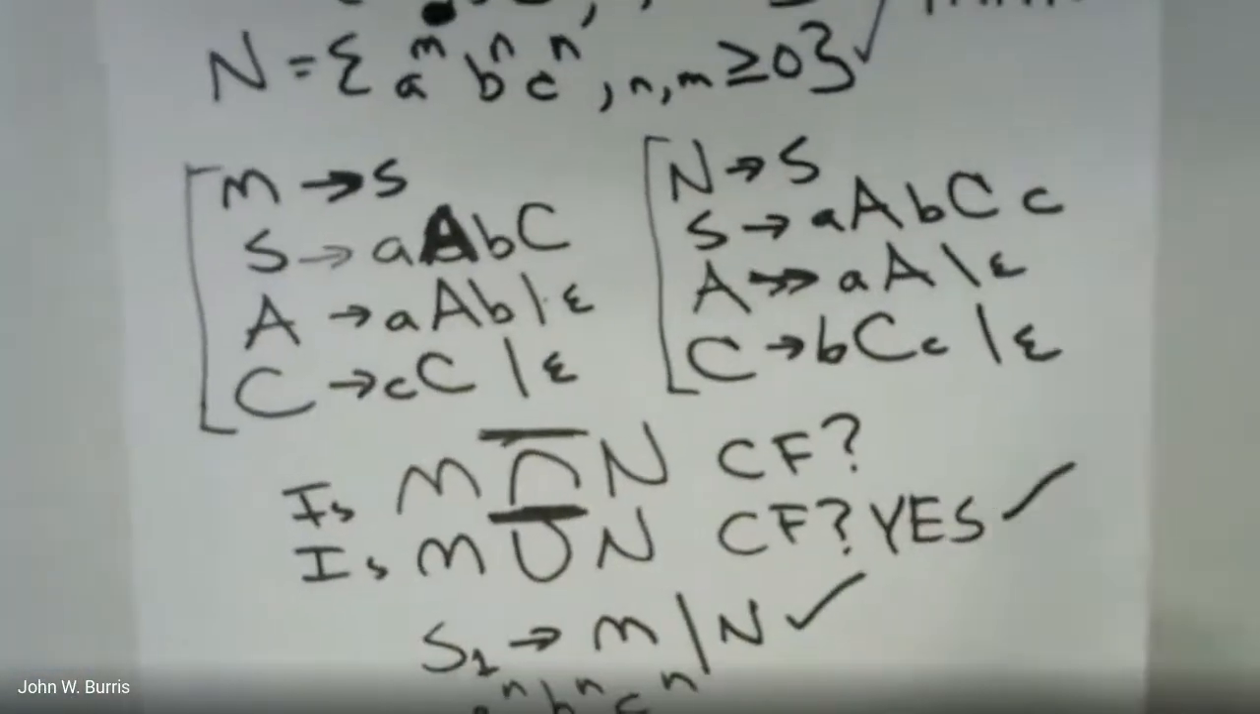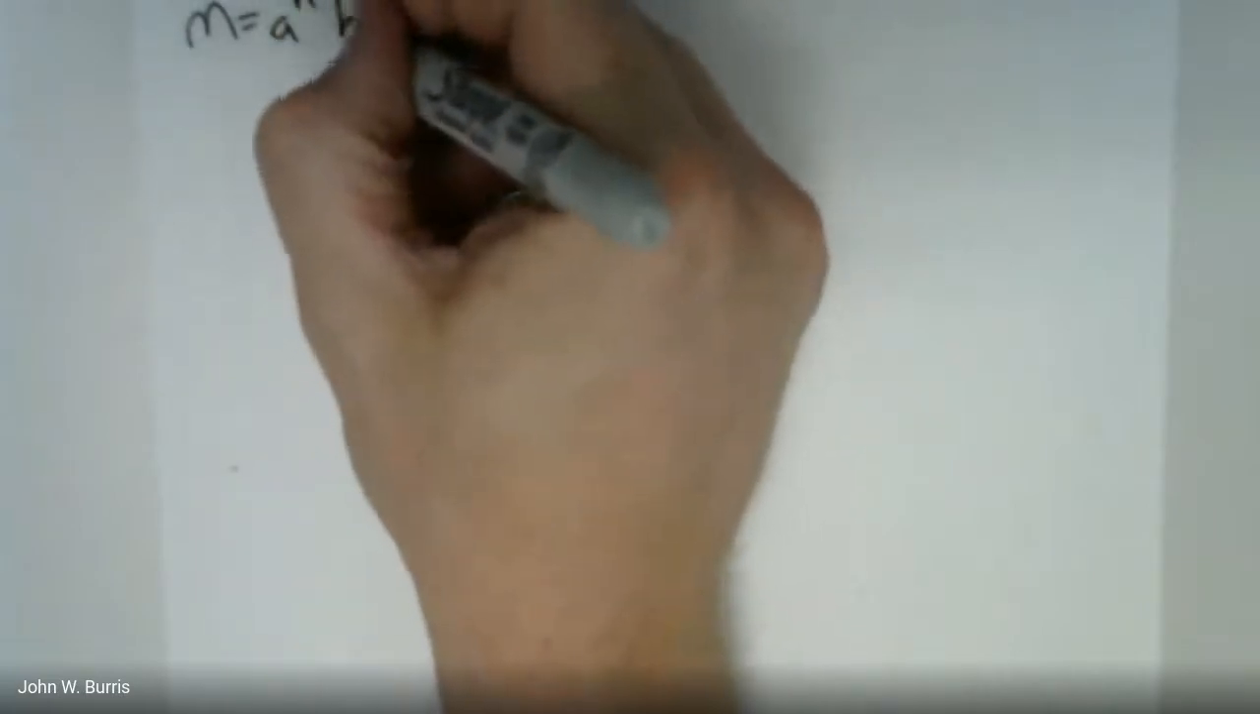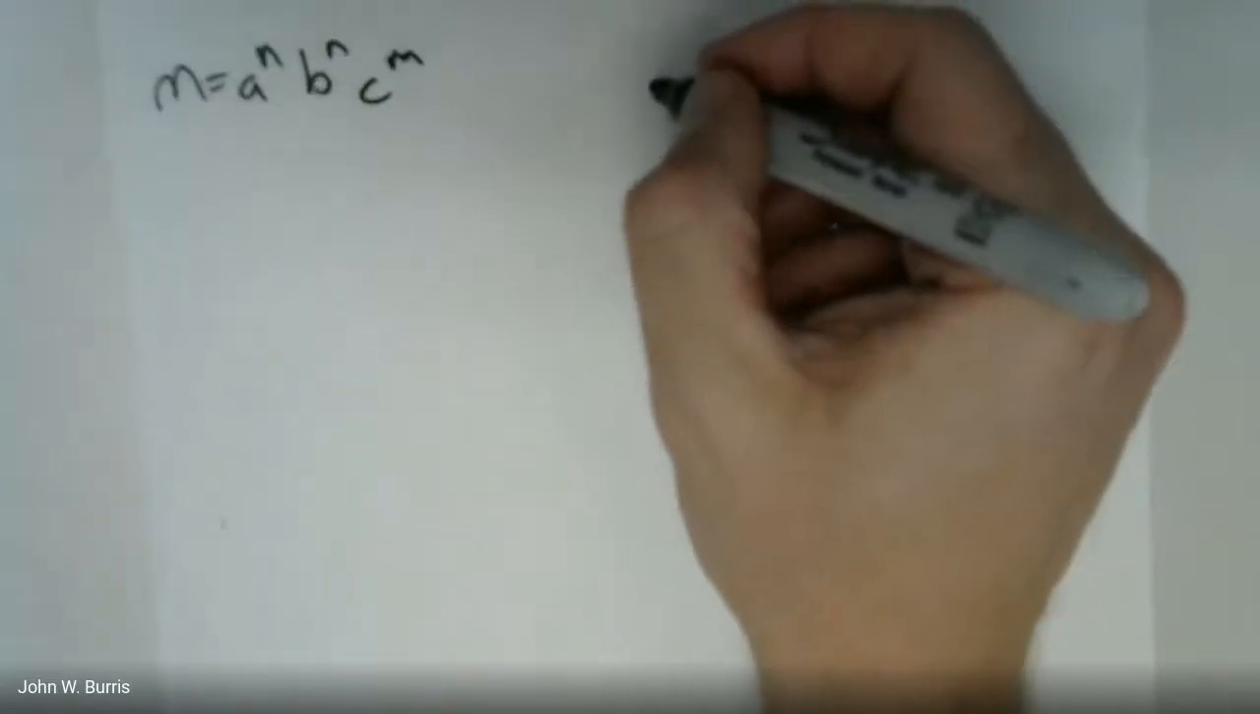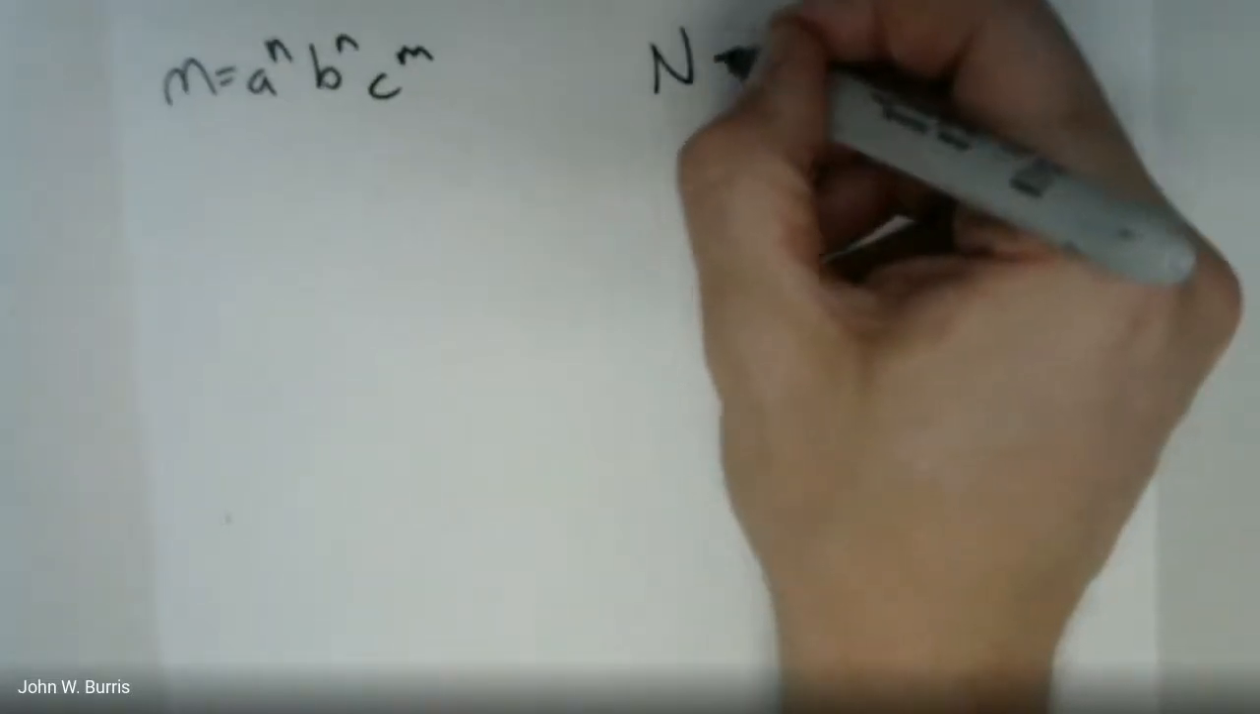All right. Here's my answer to this. M is A to the N, B to the N, C to the M. N is A to the M, B to the N, C to the N.